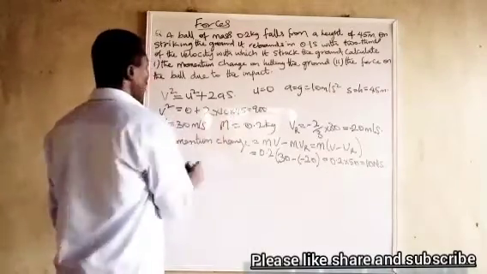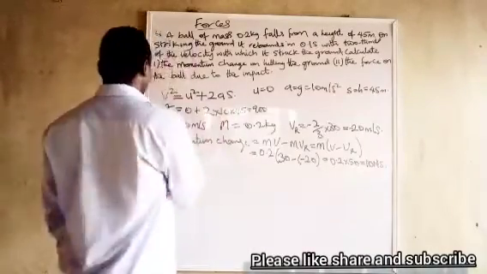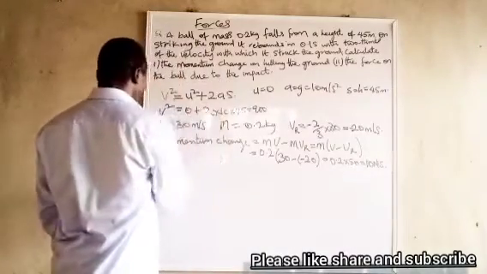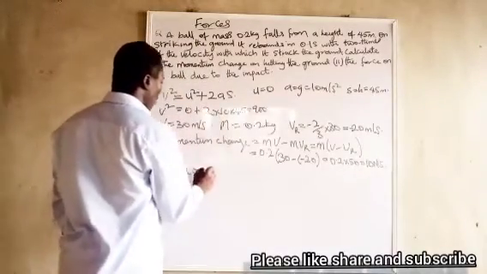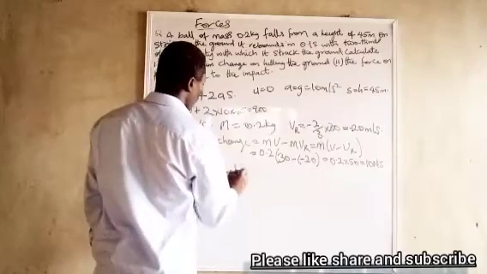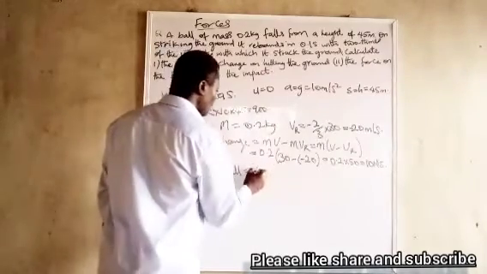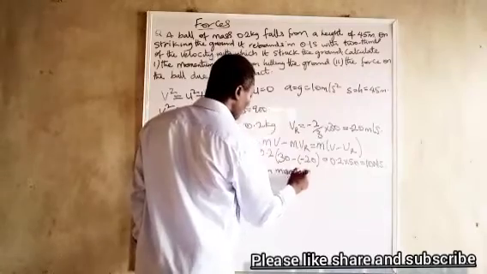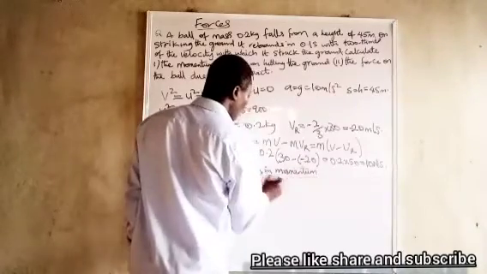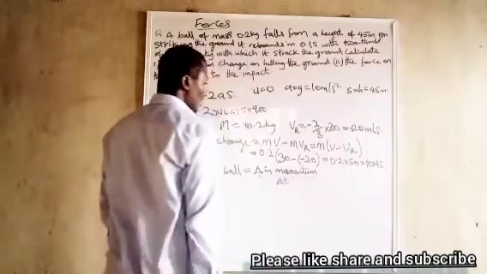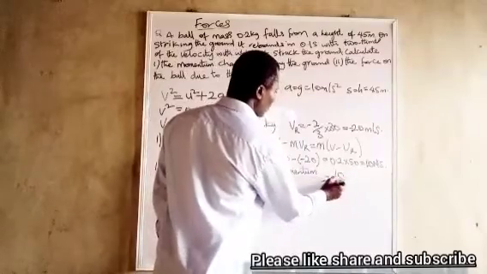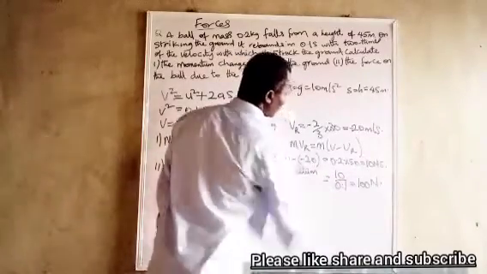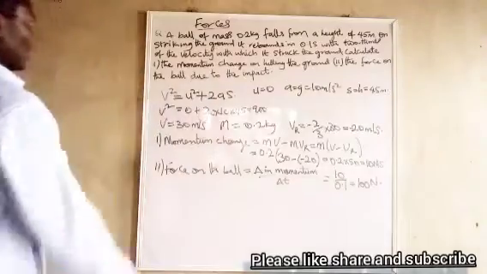The second one is asking for the force on the ball due to the impact. Force on the ball will be equal to change in momentum over time, which will be 10 over 0.1, and that is 100 newton, because the time given is 0.1 seconds.